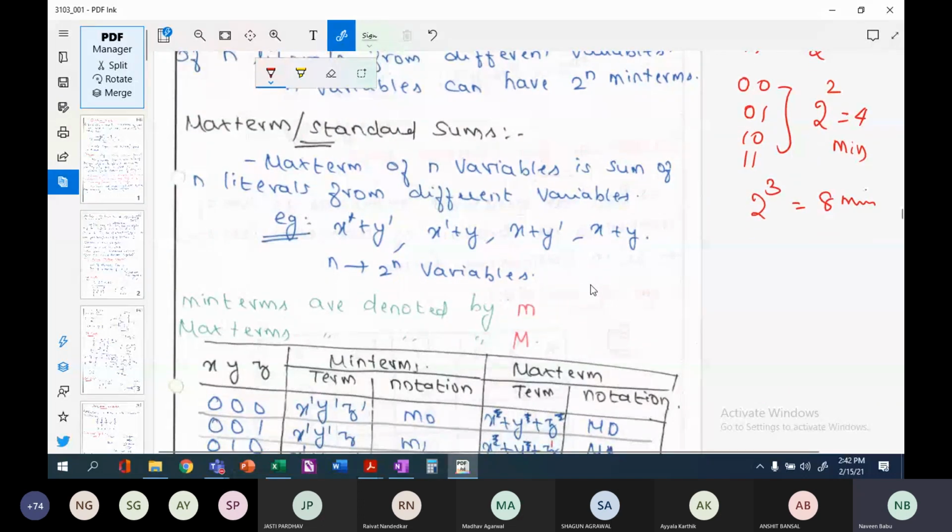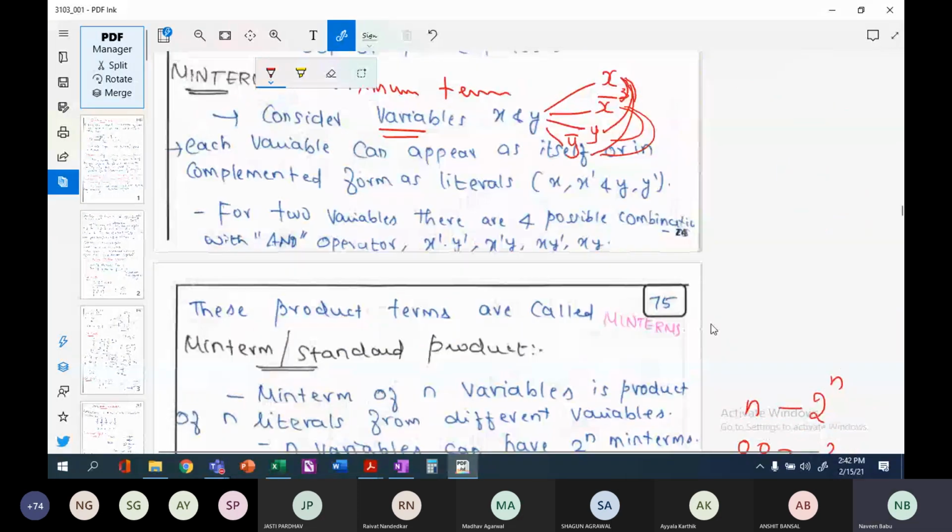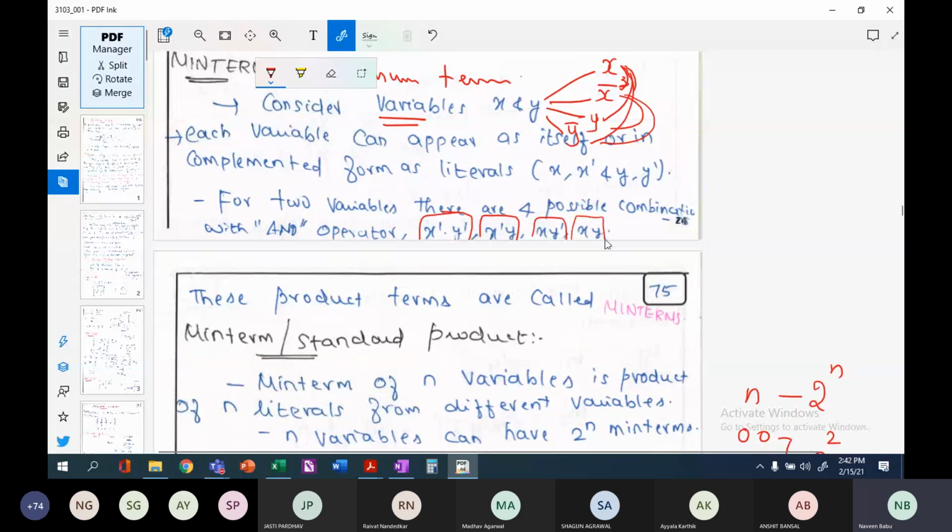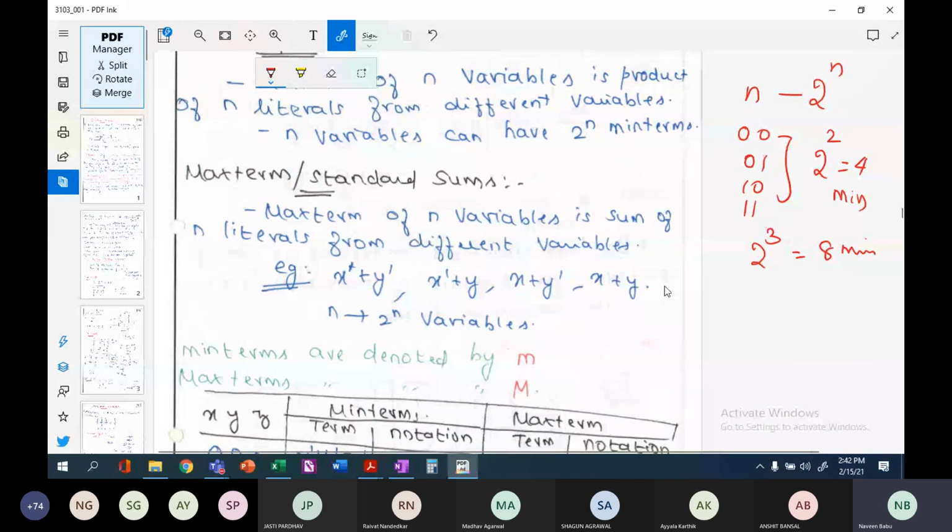Now, what is a max term? In case of a min term, you use the product terms: x bar dot y bar, x bar dot y, x y bar and x y. If you use an OR of these combinations of literals, then they are called max terms. As an example, with two variables x and y, x bar plus y bar is a max term. x bar plus y is a max term. x plus y bar is a max term and x plus y is a max term.